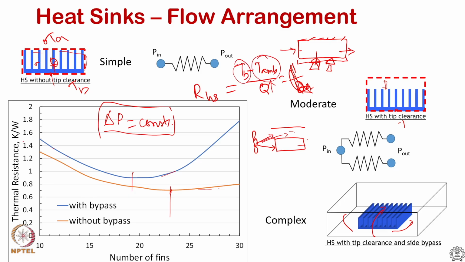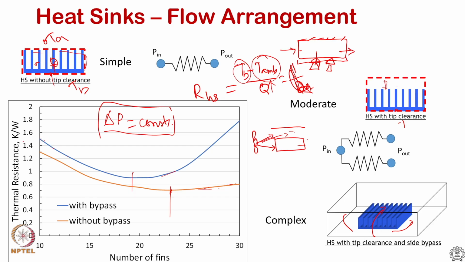But at this point, the mass flow rate has dropped so much that as I increase more fins, the mass flow rate is not able to pick up the heat that the fin is delivering to it. So, the overall resistance of the heat sink increases, and this is even more predominant in the case where there is a bypass.